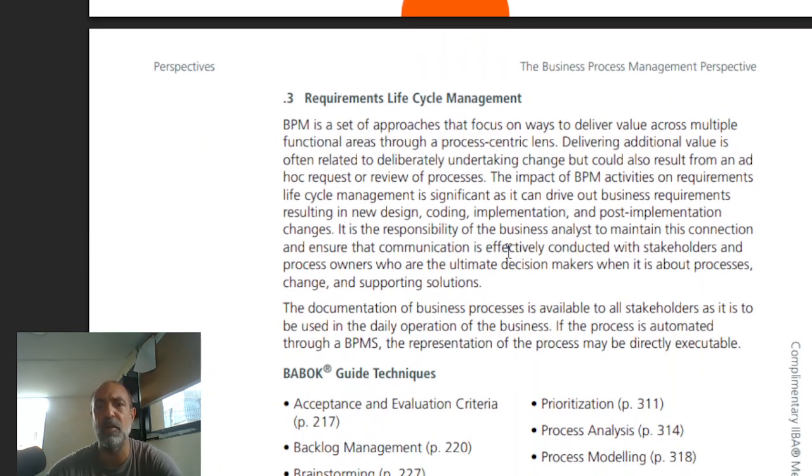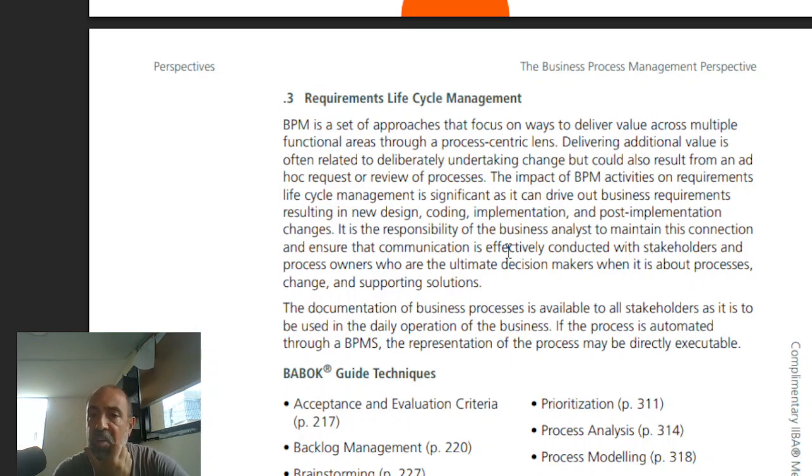Well, BPM is a set of approaches that focus on ways to deliver value across multiple functional areas through a process-centric lens. Delivering additional value is often related to deliberately undertaking change, but could also result from an ad hoc request or review of process. Delivering additional value could be a one-time thing, or a full restructure of the company. All right, that's kind of cool.